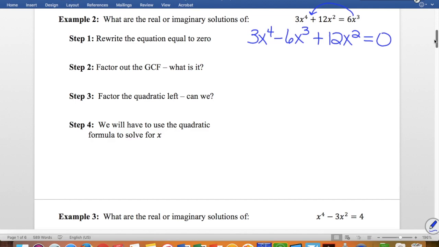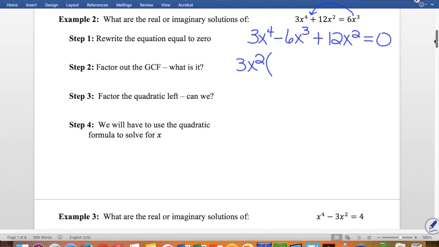Well, I'm going to look at my coefficients first, and 3, 6, and 12 all have a common factor of 3. They all can be divided evenly by 3, so I'm going to divide them all by 3. But they also have not just one x, they all have at least 2 x's that I can divide by. So I'm going to go ahead and factor out an x squared. So I'm going to divide every term by 3x squared.